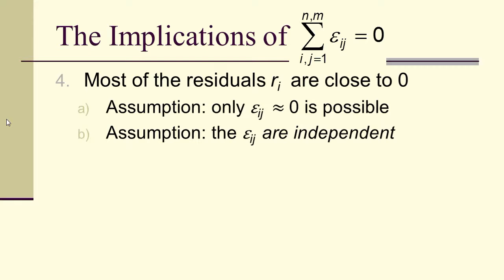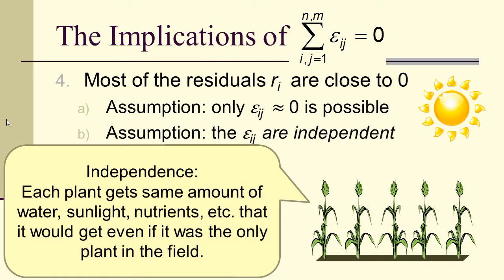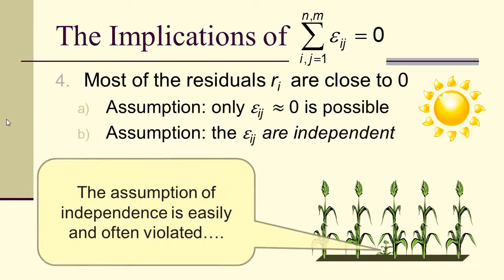So the epsilon sub ij's are independent. We've already talked about that. Notice these are assumptions, however. The independence really means that each plant gets the same amount of water, sunlight, nutrients, and everything that it would get, even if it was the only plant in the field. And it's easy to violate this assumption of independence. For instance, if you plant the plants too close together, one will be underneath the other and won't get as much sunlight. So the assumption of independence really requires that somebody made things independent.